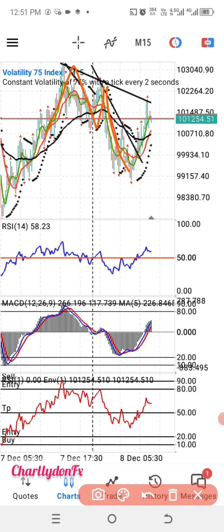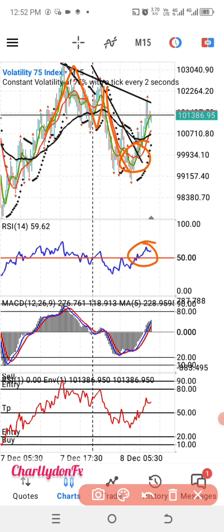The signal gave me a buy position at this spot, because the green and the red crossed over. Take a look, guys. The moving average crossed above the 50 level. And now look at the MACD coming from the down, making its way upward. Can you see that?